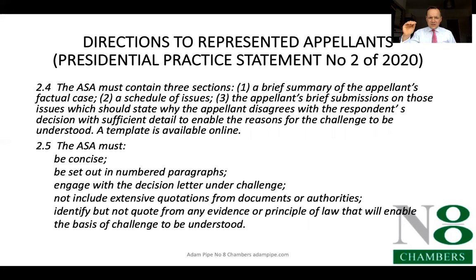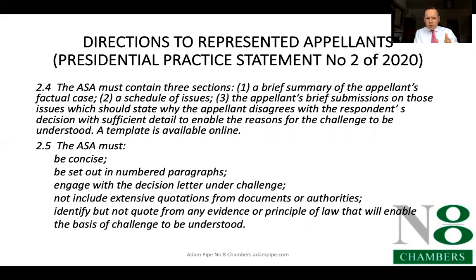Summary of the facts, schedule of the issues. Now, be clear with the schedule of issues. What's the convention reason, credibility, risk on return? That might be it in an asylum claim. And also, when I do the schedule of issues, I also point out there what issues have been specifically conceded in the refusal letter.